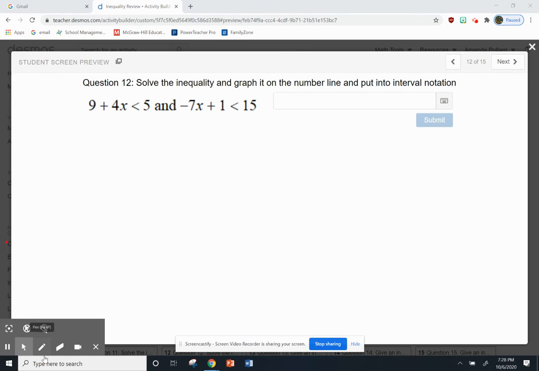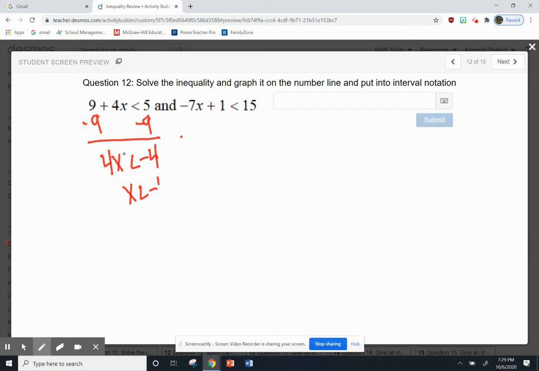I think this is the final one of this type. So we're going to subtract 9 from both sides. And we get 4x is less than negative 4. And then x is less than negative 1. Subtract 1. We get negative 7x is less than 14. When we divide by negative 7, it flips. So x is greater than negative 2.